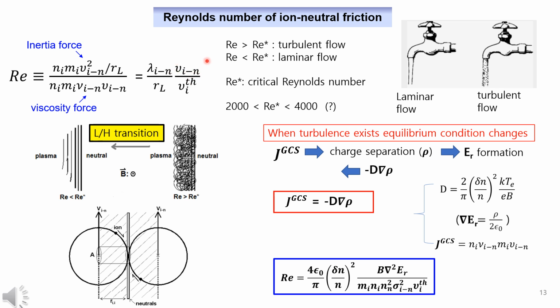The third is that the rate at which the fluid experiences friction, the relative velocity of the ions and neutrals, is determined by the equilibrium conditions that arise in the interaction with turbulence. When there is turbulence, the equilibrium condition will change. Although GCS current tries to separate charge, this turbulence-induced diffusion makes a return current to hinder the charge separation. So the new condition for the steady state is this equation. Since GCS current includes this velocity term, using these two equations this velocity term can be replaced with other parameters, then the final Reynolds number becomes like this, and this one equation can explain the physical origin of the H mode.